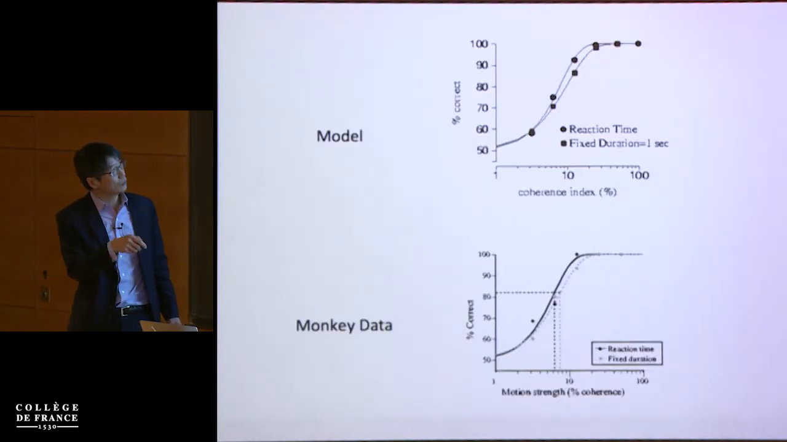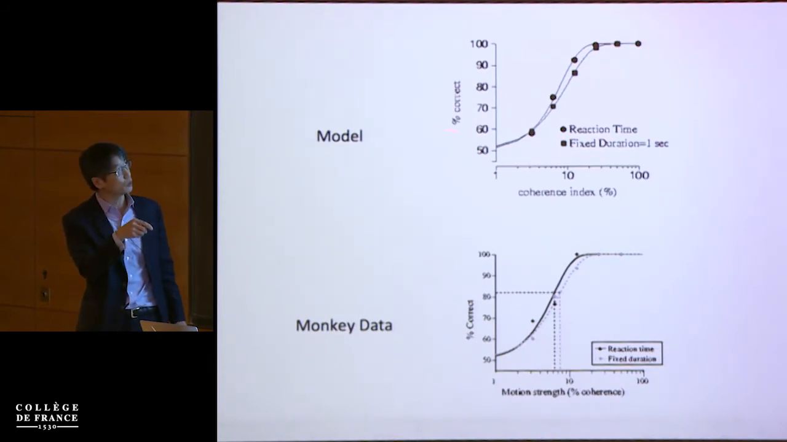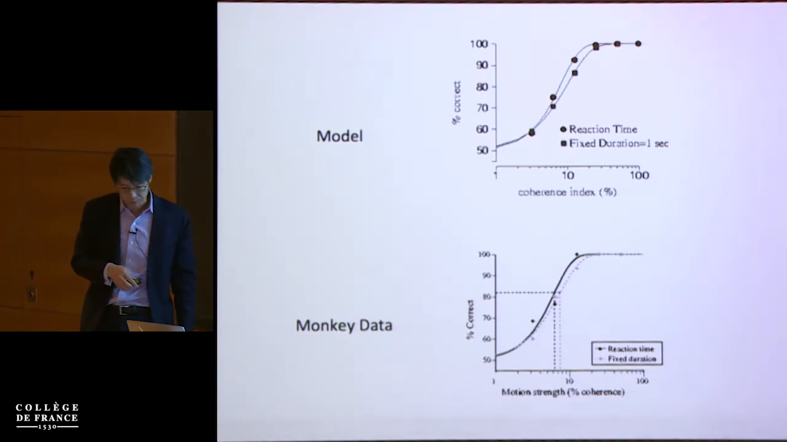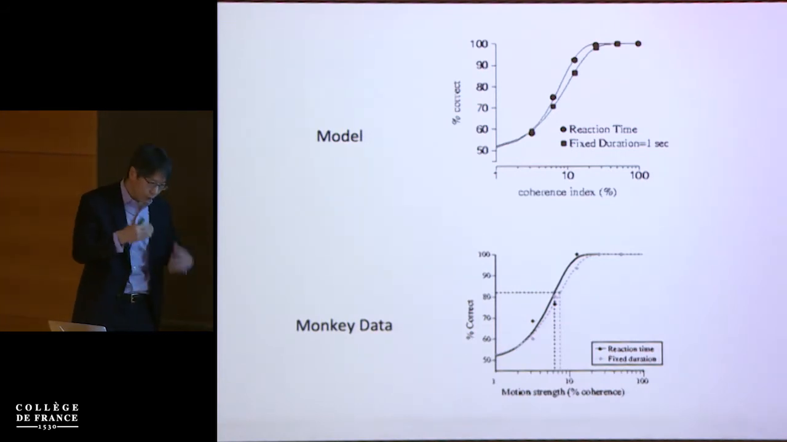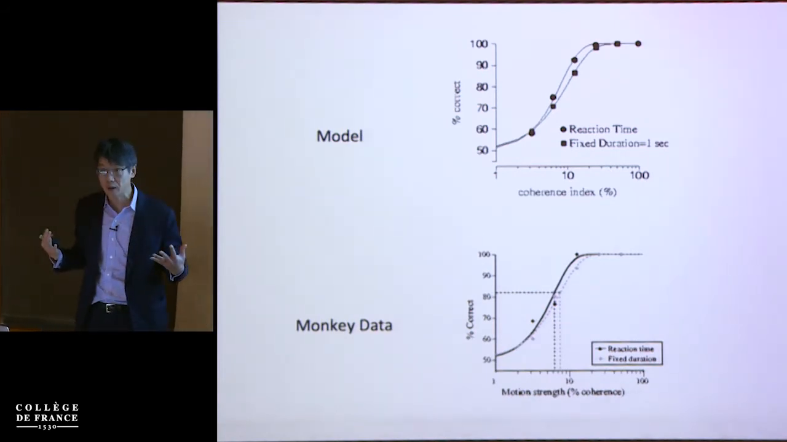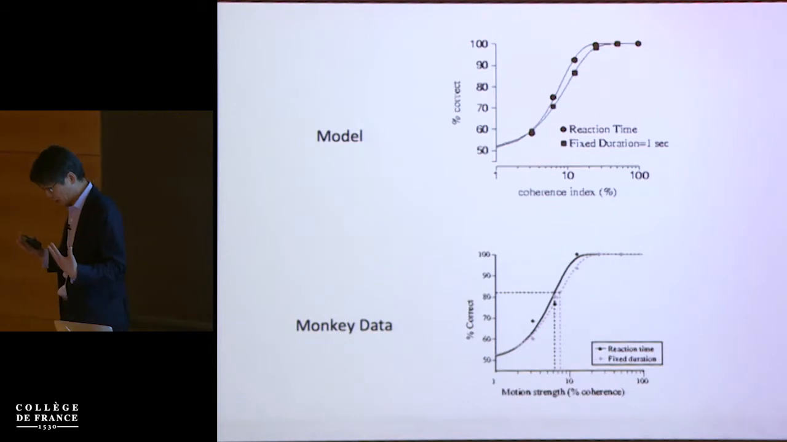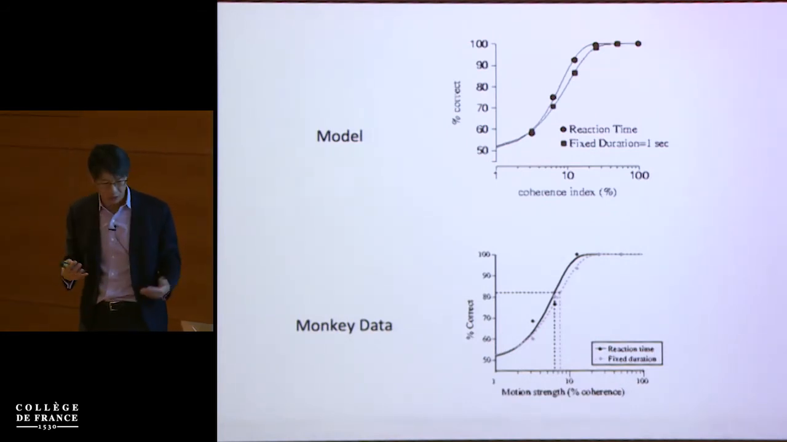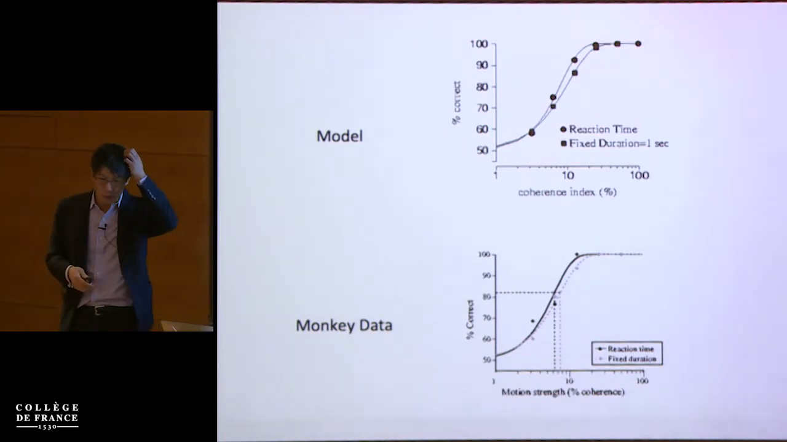So the model captures the behavior. Here's a psychometric function from the model compared with monkey, both for the fixed duration task and for the reaction time task. Now, having established this baseline, we can ask, what do we learn? What kind of thing can we look at in the model and come up with something that we can talk to experimentalists about as predictions?